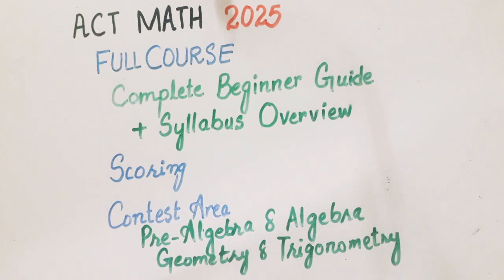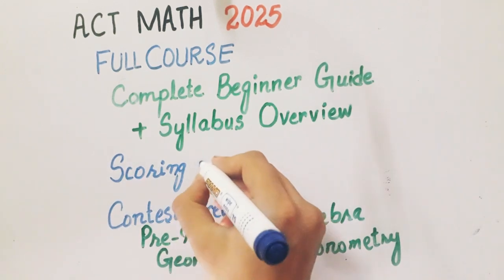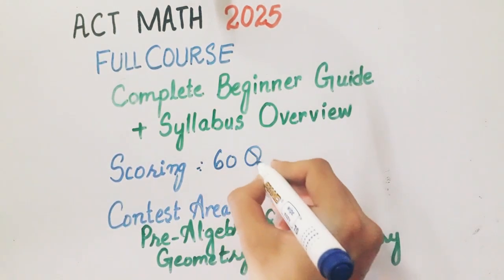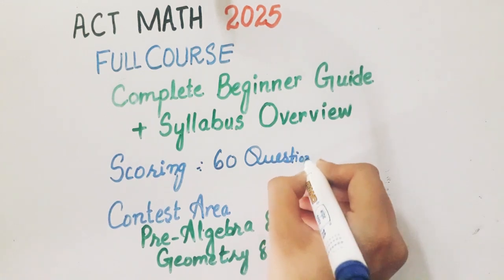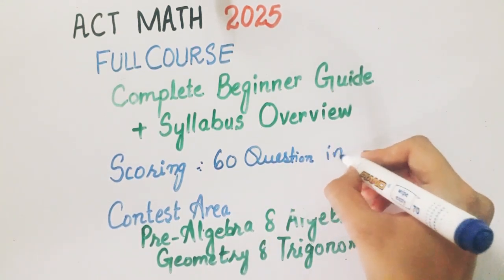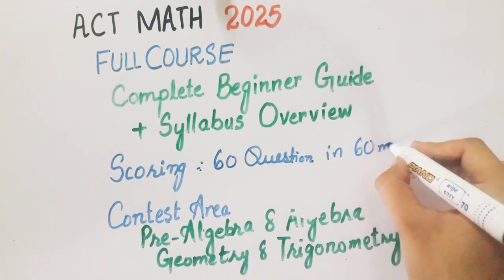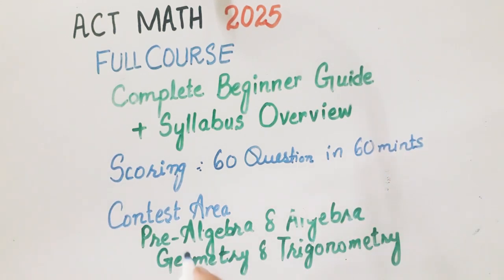In this video, I will walk through what topics are in the ACT math test, how scoring works, the perfect step-by-step plan to prepare, and what kind of videos you will get in this course. So the ACT math section has 60 questions and you have to do them in 60 minutes. And the topics are from pre-algebra, algebra, geometry and trigonometry.